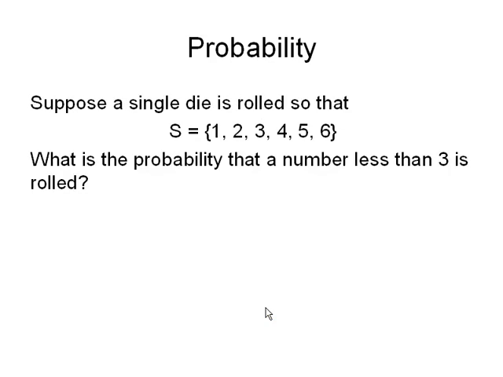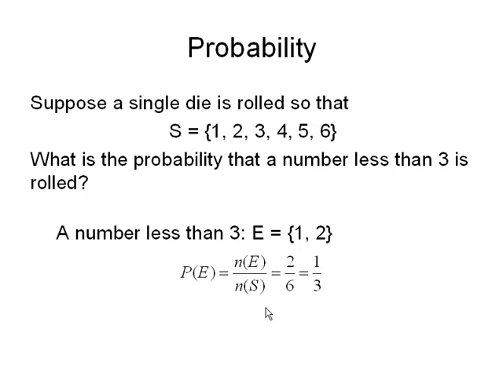So suppose a single die is rolled so that the sample space is 1, 2, 3, 4, 5, 6. What is the probability that a number less than 3 is rolled? A number less than 3 being rolled is the event E being 1 and 2. So to figure out the probability, I need to count up the number of things in that event and divide it by the number of things in the sample space. So in this case, that would be 2 divided by 6, or 1/3. So 2 of the 6 possible outcomes in the sample space account for this event, so it's going to happen 1/3 of the time.